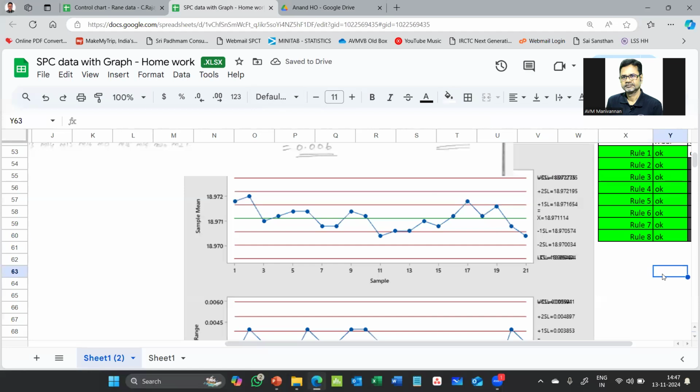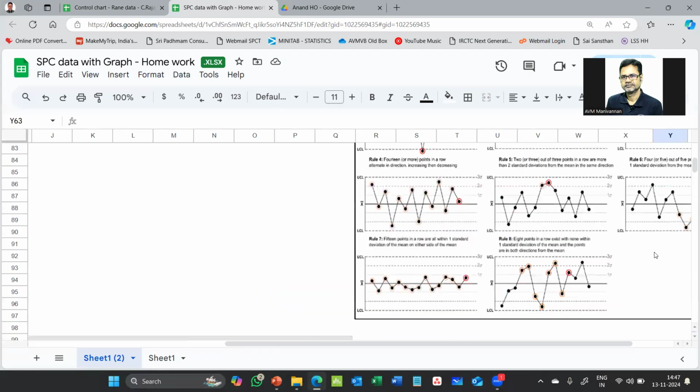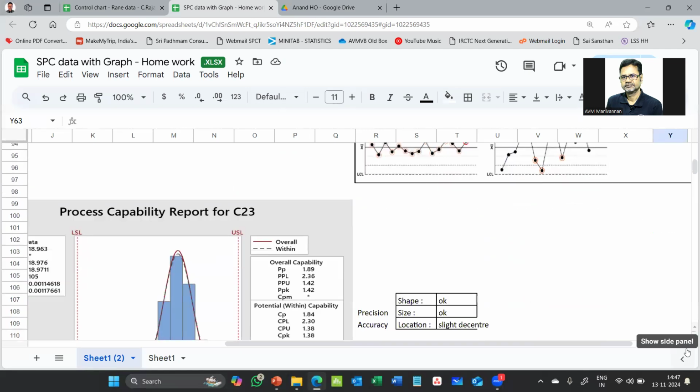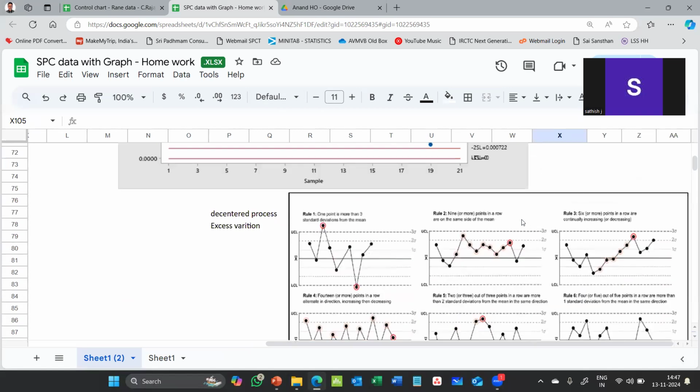This is how a control chart is to be analyzed. Okay, I am pasting everything here, all in one reference, which is available in your Google Drive. You can also refresh. I have one doubt in rule number 3 in our expression.